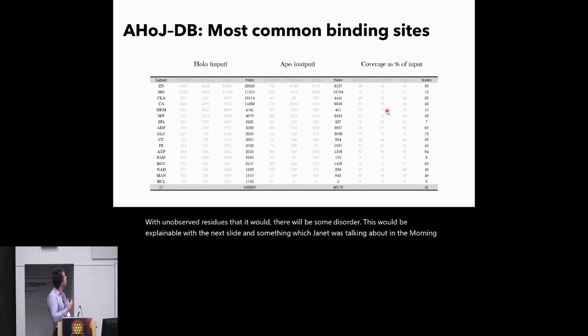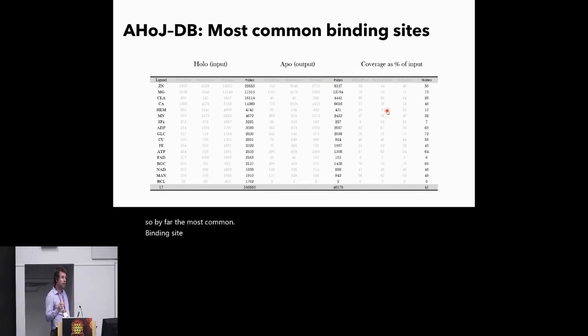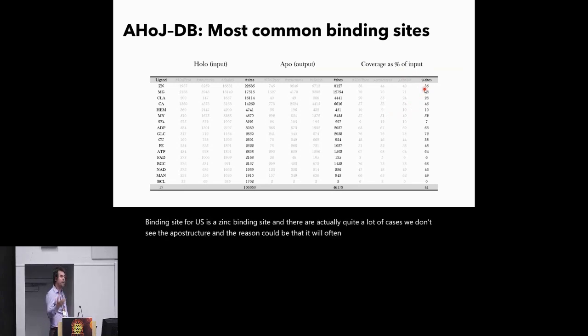So by far the most common binding site for us is a zinc binding site. And there are actually quite a lot of cases where we don't see the apo structure. The reason could be that it will often be a zinc finger and it might be difficult to get it. So we think that's one of the interesting things, that if the apo structure is missing, it could be that no one has tried to do it, but very often it will be because it's just very difficult to get the apo structure without the ligand bound.